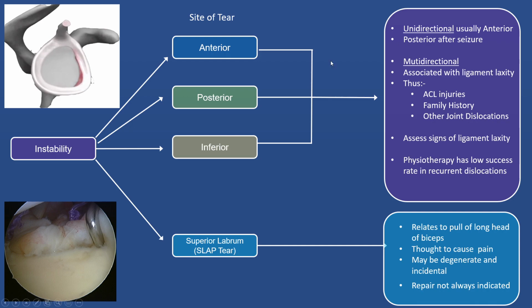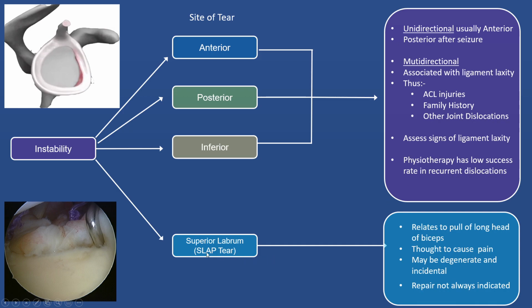Multidirectional instability, however, is a more complex scenario because it relates to not only tears of the labrum, but it also could relate to underlying ligament laxity. Often these people have either previous ACL injuries or family history of dislocations, or history of other joint dislocations or hyperextension of the fingers. And then we need to assess for signs of ligament laxity. In all cases of shoulder instability, physiotherapy has a low success rate in recurrent dislocations, and therefore surgery may be warranted in those patients that keep dislocating.